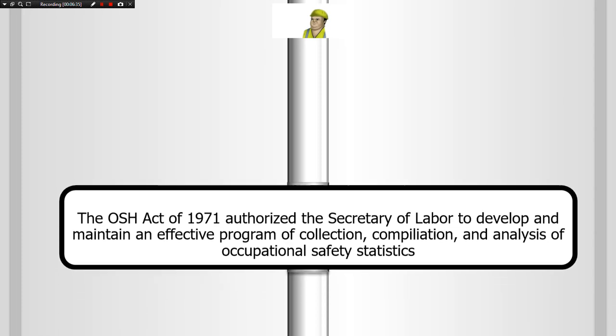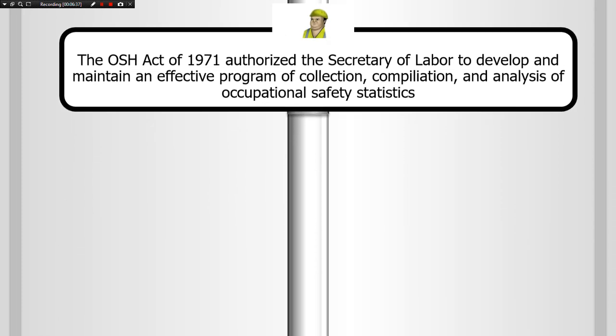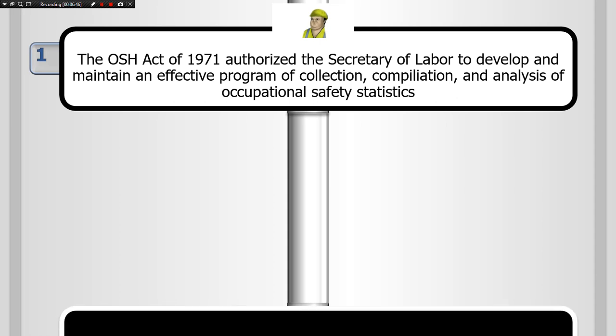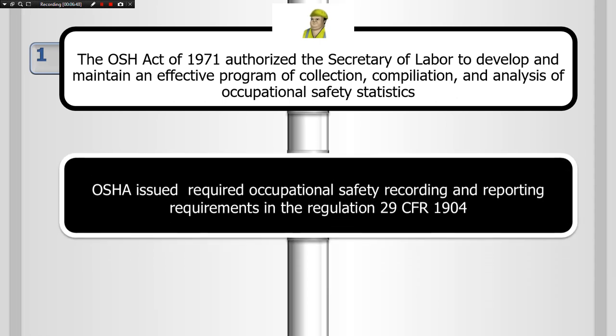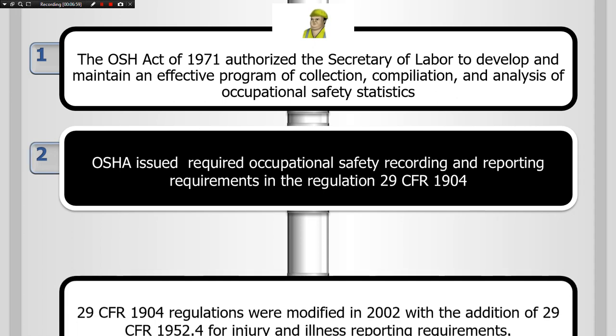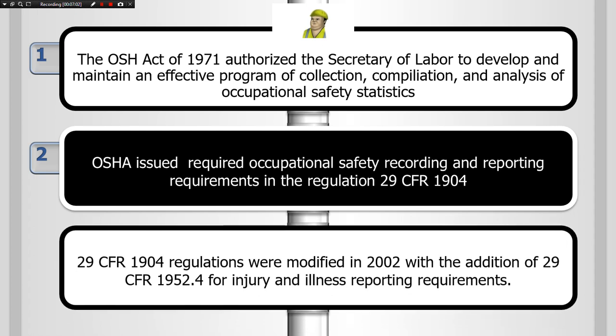The OSH Act of 1971 authorized the Secretary of Labor to develop and maintain an effective program of collection, compilation, and analysis of occupational safety statistics. OSHA issued required occupational safety recording and reporting requirements in the Regulation 29 CFR 1904. 29 CFR 1904 regulations were modified in 2002 with the addition of 29 CFR 1952.4 for injury and illness reporting requirements.